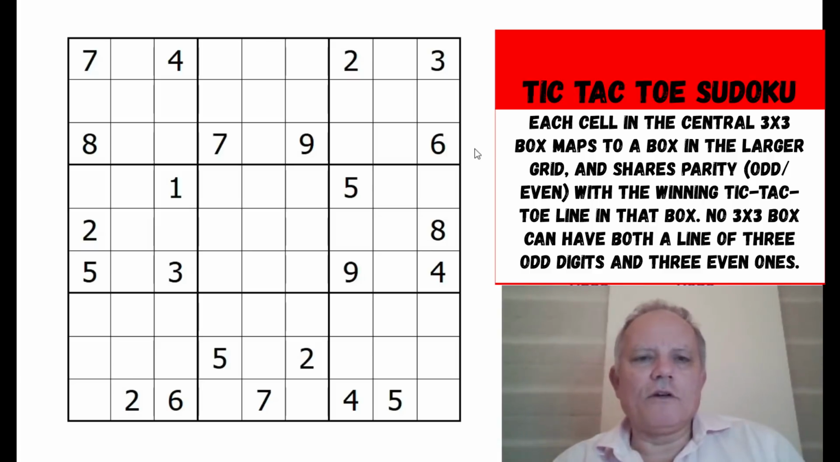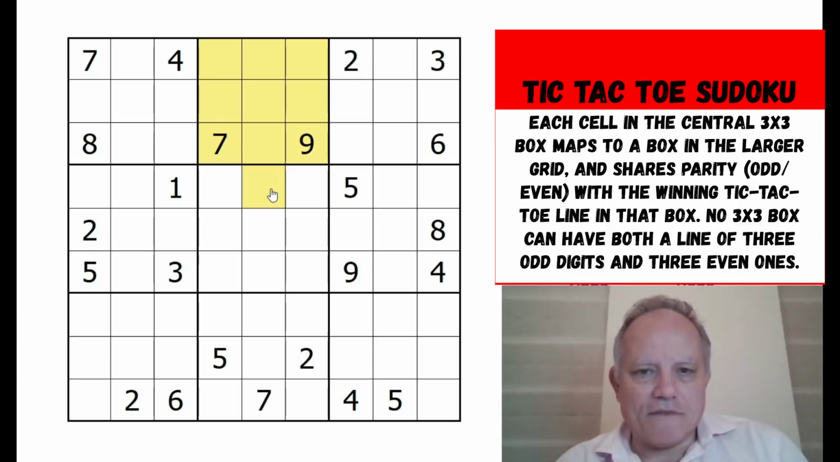And you can find out who's won each box by the cell in the central box that maps to the outer one. So this box, if that has been won by a line of odd numbers, this cell will be odd. Seriously, I mean, it sounds complicated. Let's hope we get used to it as we go through the puzzle. If that one's been won by an even row of numbers, this cell will be even. And that's how it works.